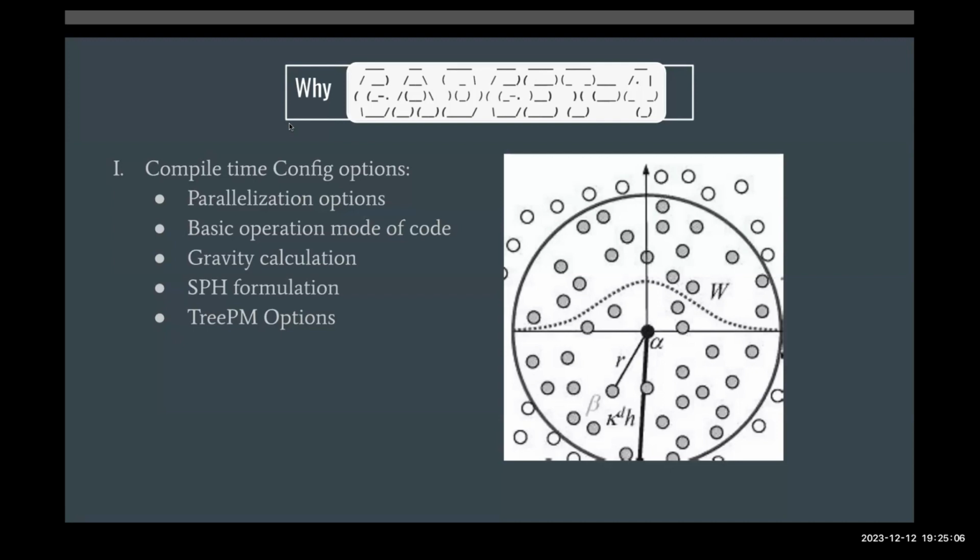You can turn on the tree PM method. It is a way of simulating the formation and evolution of large-scale structures in the universe. It combines two different methods, the Barnes and Hut tree code and the particle mesh code. The Barnes and Hut tree code is a method for calculating the gravitational forces between particles in a simulation. The particle mesh code, on the other hand, is a method of calculating the gravitational forces using a grid-based approach. Next slide.